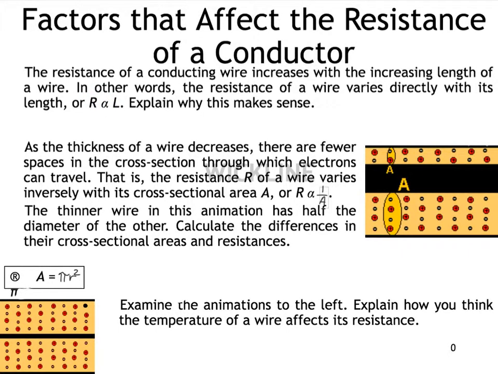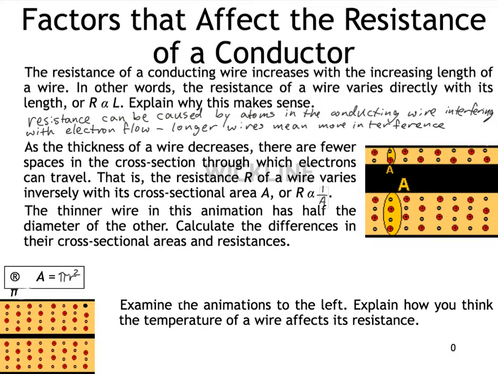The reason why this makes sense is because the electrons have to flow through the wire. The longer the wire is, the more atoms those electrons are going to bump into, and the more atoms those electrons bump into, the more resistance you'll find. But there's more to it than just that. As the thickness of a wire decreases, there are fewer spaces in the cross-section through which electrons can travel. That is, the resistance of a wire varies inversely with its cross-sectional area.